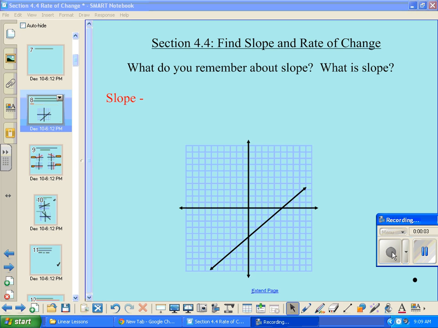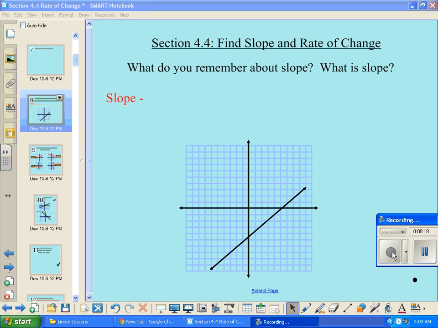Today's lesson is on section 4.4, find slope and rate of change. We're going to start talking about a topic that's going to be very important to us the rest of the year, the rest of this chapter, and the next chapter. It's something we're going to use a lot in algebra, which is slope.